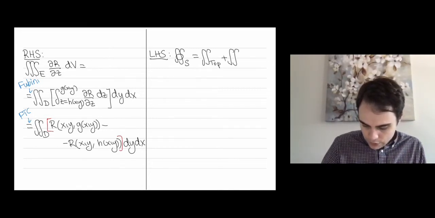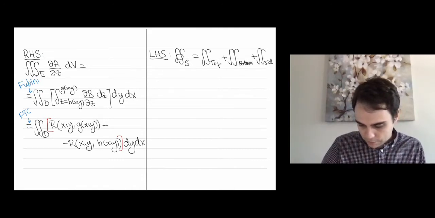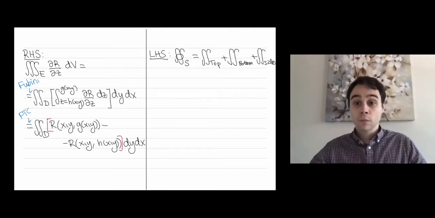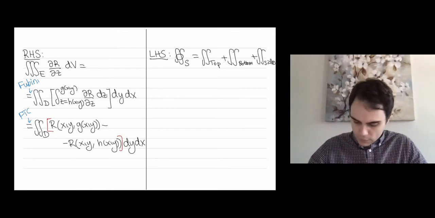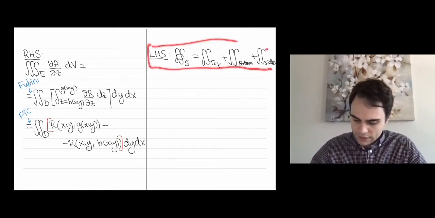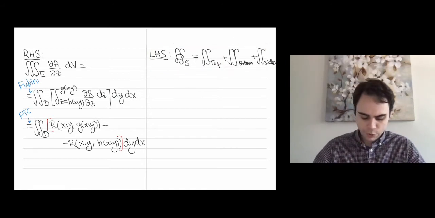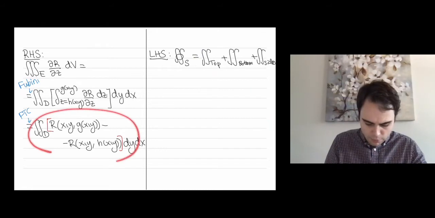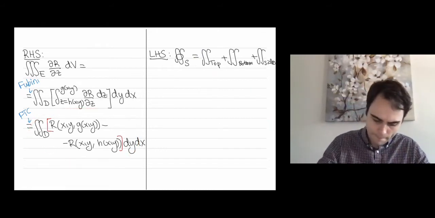Double integral over the bottom plus the double integral over the sides. Okay, so let's work through this. Let's see if we set up the double integral at the top, what we get, and compare it to what we already got.